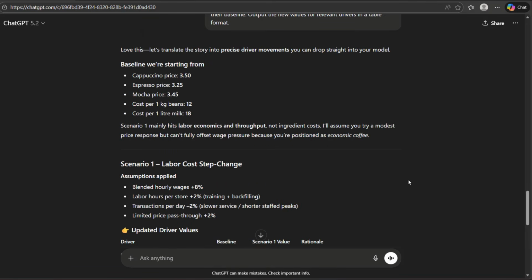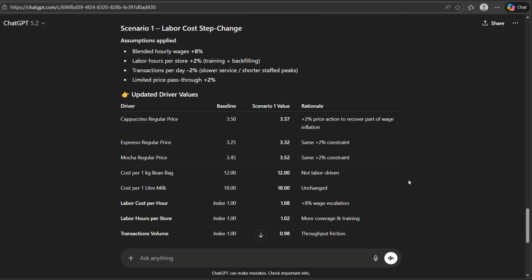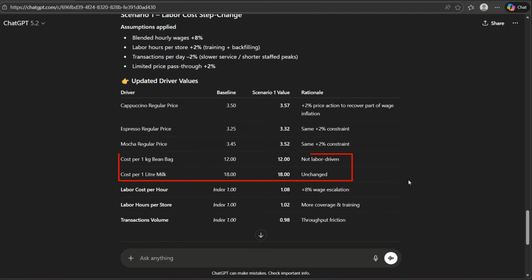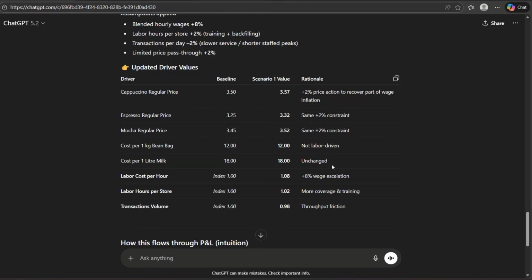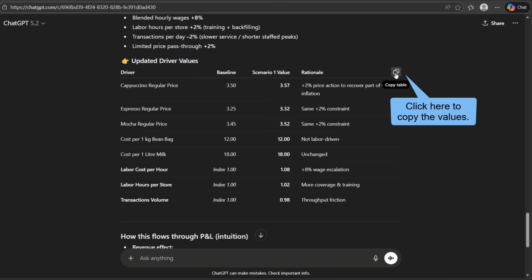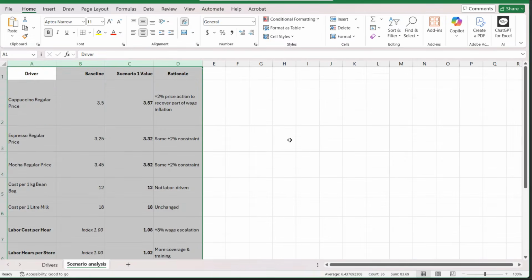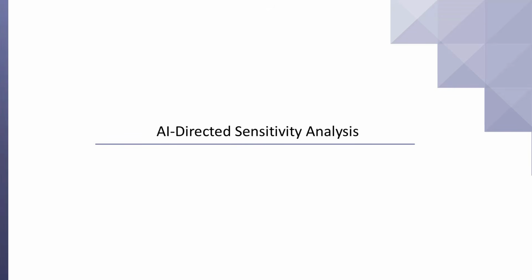The AI responds elaborately. It places the baseline and the scenario case side by side for better visibility. You can also see which drivers remain unchanged in a certain scenario. For instance, here the cost of bean bag and milk is not directly associated with labor market changes. Now, we have our data derived from a coherent economic thesis. We can copy these values and paste them into Excel for further working.